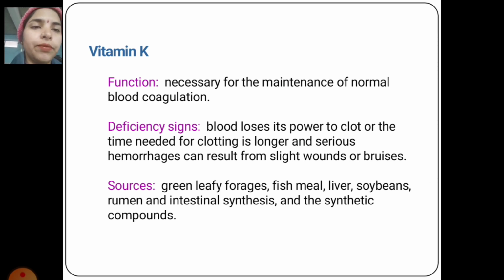Next are the sources: green leafy forages and fish meals, liver, soybean, intestinal synthesis and synthetic compounds are the sources of vitamin K.